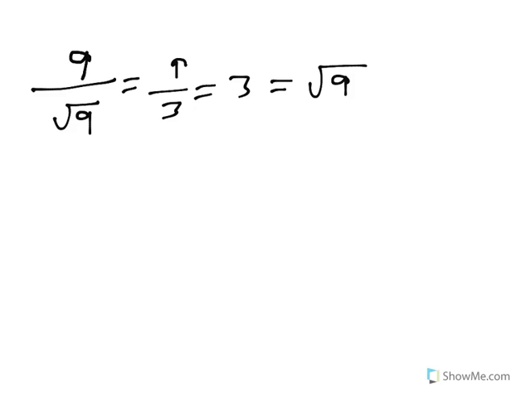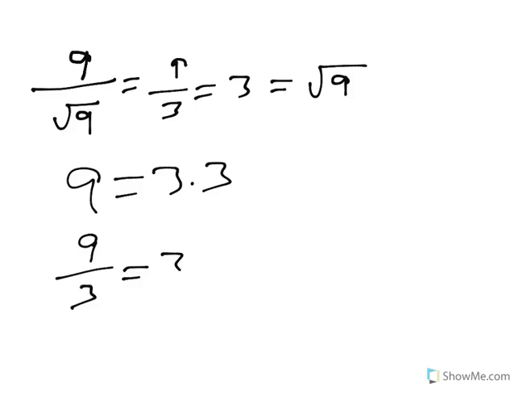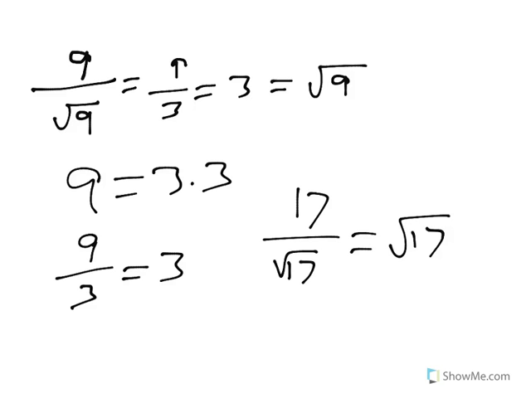If you multiply something by itself to get a number, that's the square root. So if you divide by that thing, for instance, 9 equals 3 times 3. So if I divide both sides by 3, I get 9 over 3 equals 3. And that's true for anything, like 17 divided by the square root of 17 is also the square root of 17.